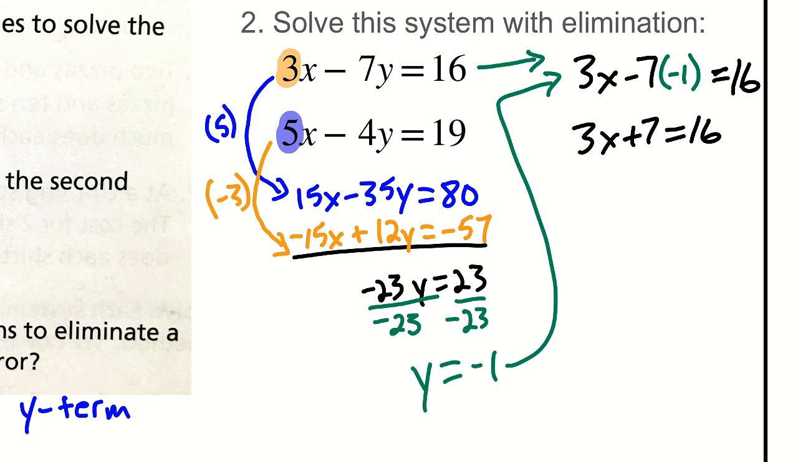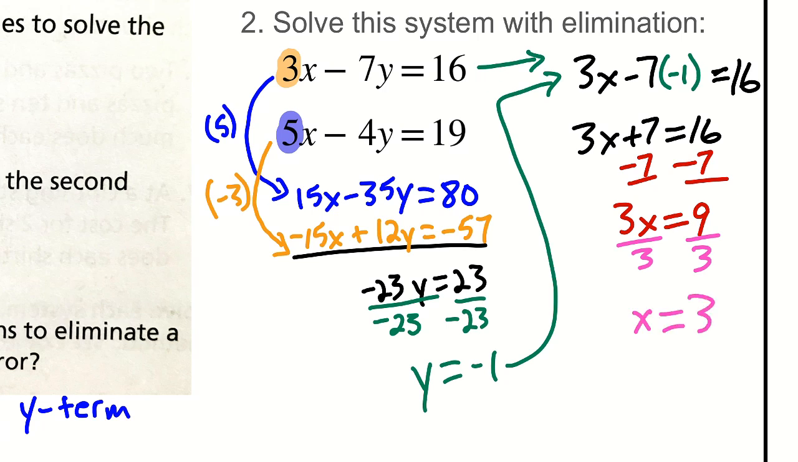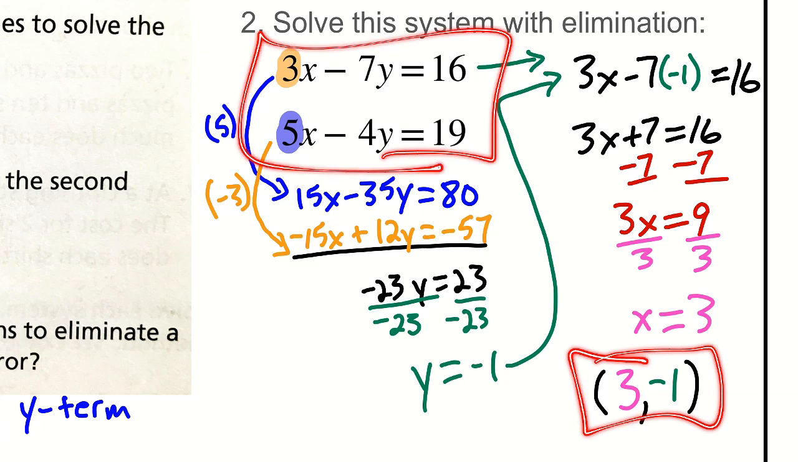Now continuing on to solve, we're going to need to subtract 7 from both sides. We get 3x equals 9. Dividing by 3 to isolate our x because we have 3 times x, and the inverse of multiplication is division. And we get x equals 3. So our solution is 3, -1. And that's an xy coordinate point. It is the only xy pair that will make both of these equations true at the same time.